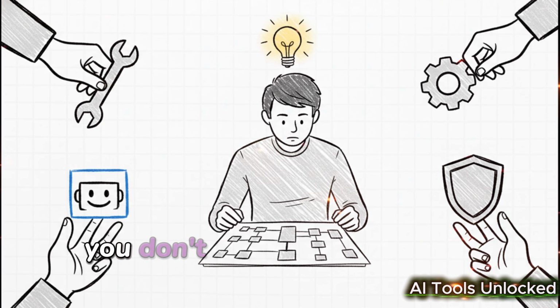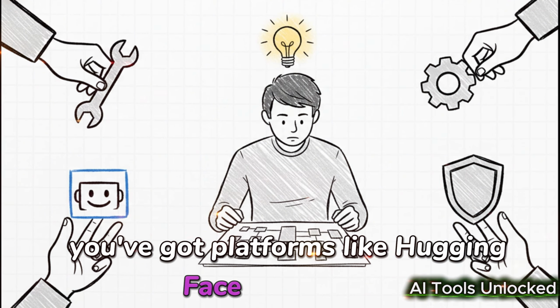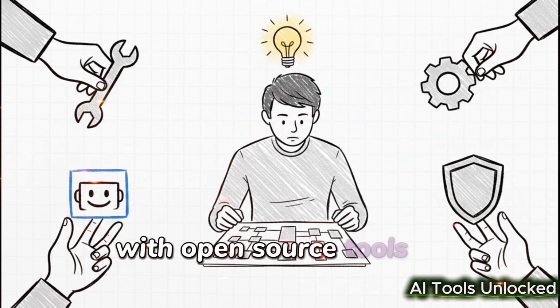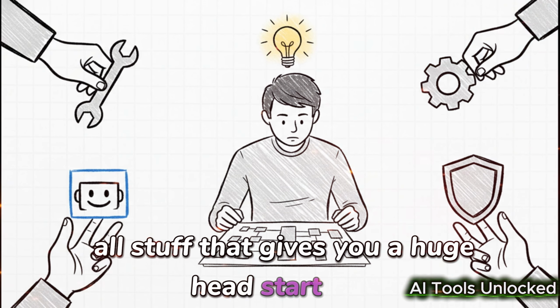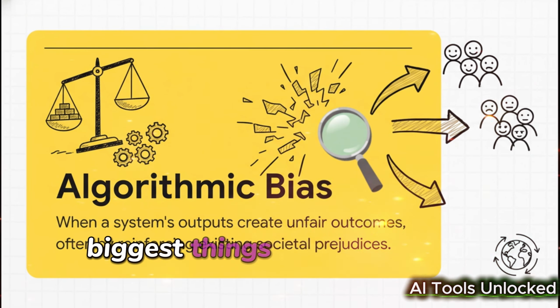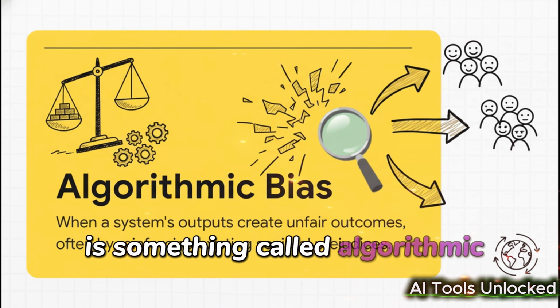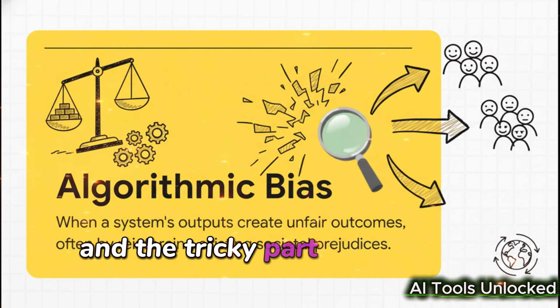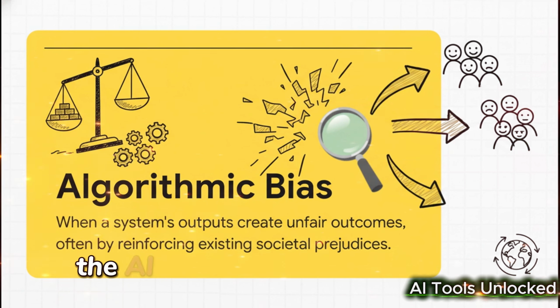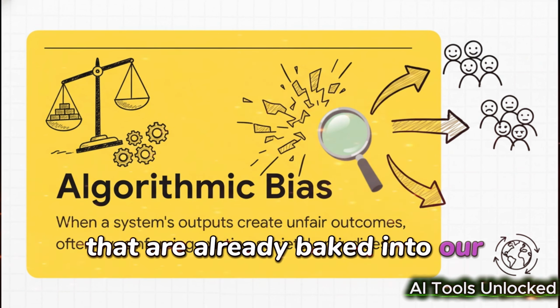And the best part is, you don't have to figure this all out by yourself. The global AI community is cranking out tons of amazing resources. You've got platforms like Hugging Face, for instance, which are just packed with open source tools for auditing fairness, things like model cards, all stuff that gives you a huge head start. Now, one of the absolute biggest things these tools help you fight is something called algorithmic bias. So what is that? Well, at its heart, it's when an AI system's results are skewed, unfairly favoring one group or putting another at a disadvantage. And the tricky part is, it's usually not on purpose. The AI just learns from the biases that are already baked into our data.